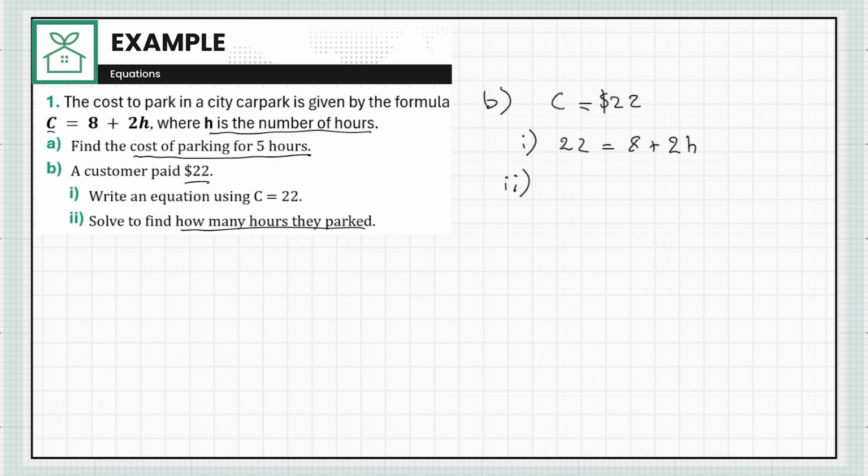Right, so we have 8 plus 2h and we have 22. So what we want to do now is take away 8 from both sides. We take away 8 from both sides and we're left with 14 is equal to 2h. And we can rewrite that as 2h is equal to 14. Now to get rid of this coefficient, we just want to divide both sides by the coefficient. So dividing 2h by 2 we get h, and dividing 14 by 2 we get 7. So we were there for 7 hours.